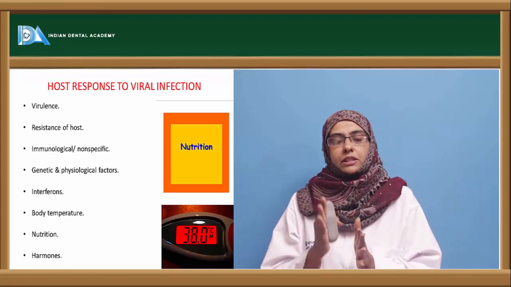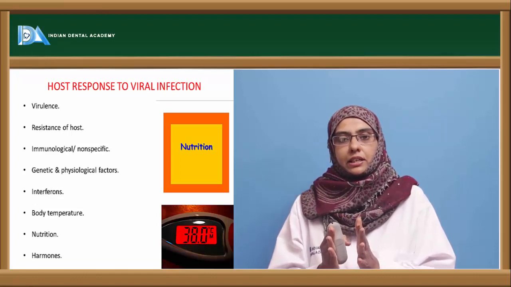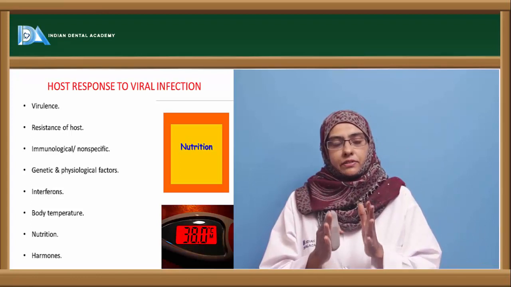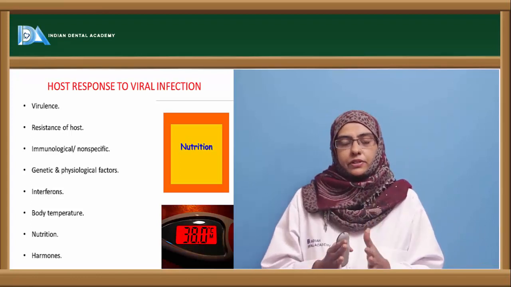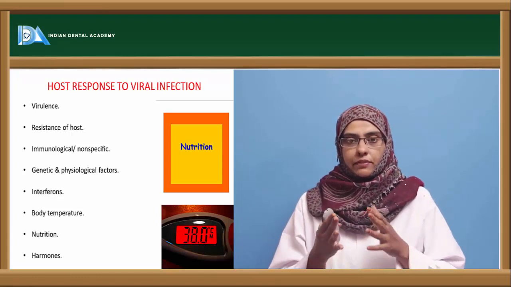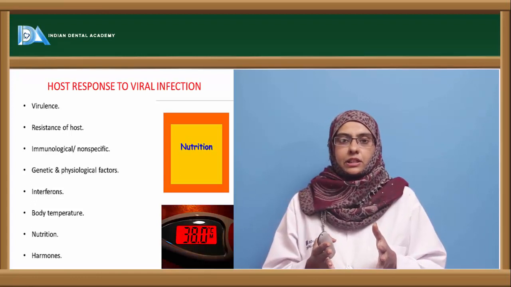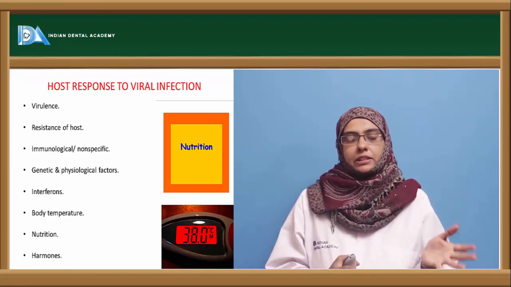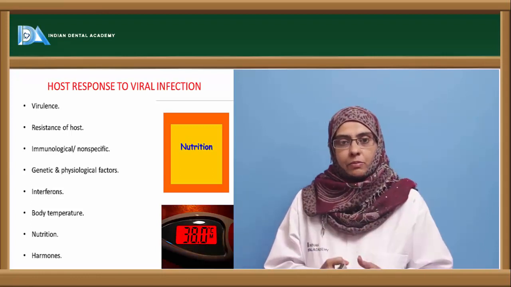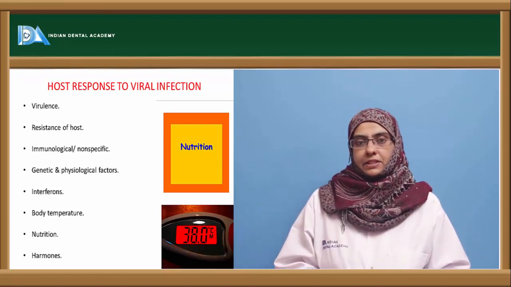If the person shows a high immune status, then the pathogenic effect of the virus will be inactivated. Whereas the person who is immunodeficient, you can see that they are more prone to different types of viral infection. So the virulence of the organism is completely dependent not only upon the virus but also the resistance of the host. And coming to the resistance of the host, we will broadly classify into two types. One is the immunological and the other one is the non-specific immune response.